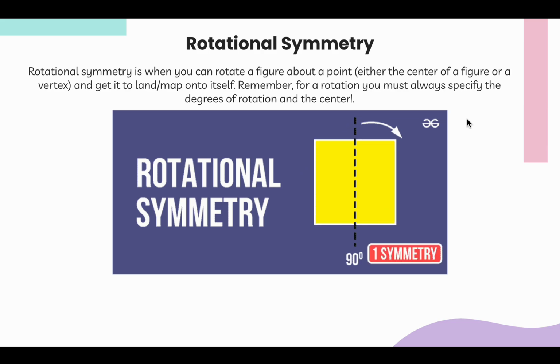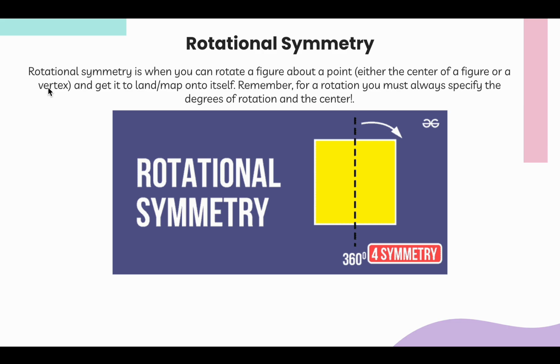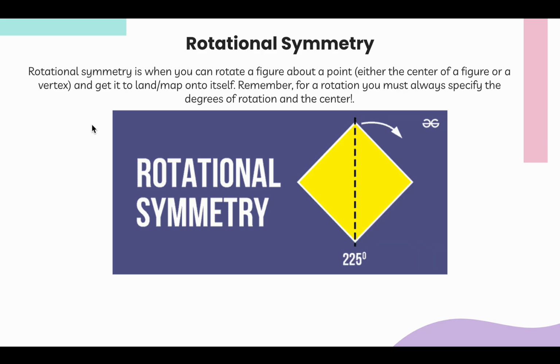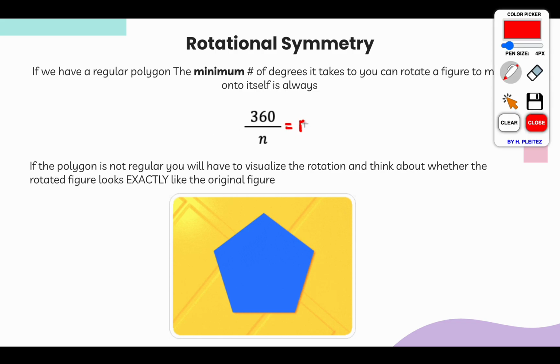Now, rotational symmetry is another type of symmetry, and this is when we can rotate a figure about a point, and we either use the center of the figure or a vertex or a corner of the figure, and we try to get it to land or map directly onto itself. Remember that for a rotation, we must always specify how much we are rotating it by, right? How many degrees we're rotating it, and what our center is. So for rotational symmetry, if we have a regular polygon, the minimum number of degrees that it would take us to rotate a figure to get it to map onto itself is always 360 over n. So we have 360 over n equals minimum degrees, right?